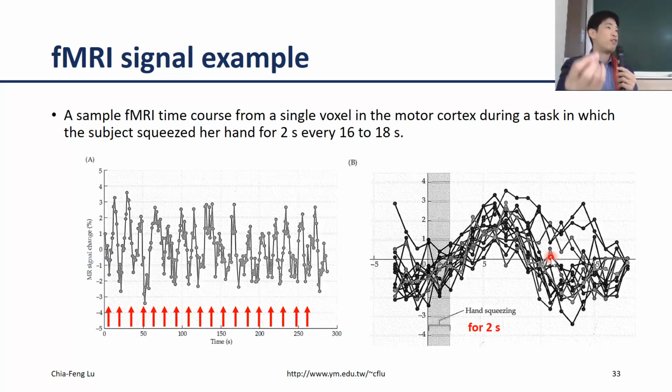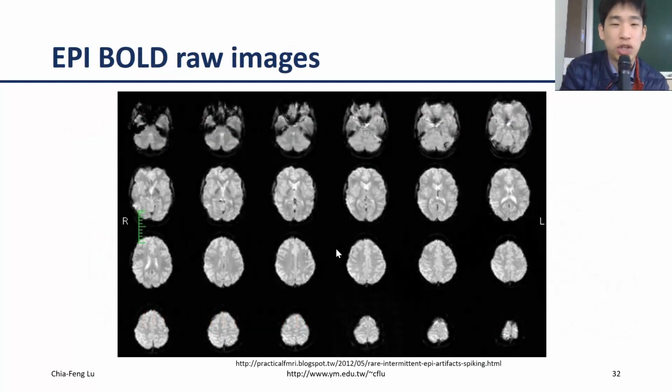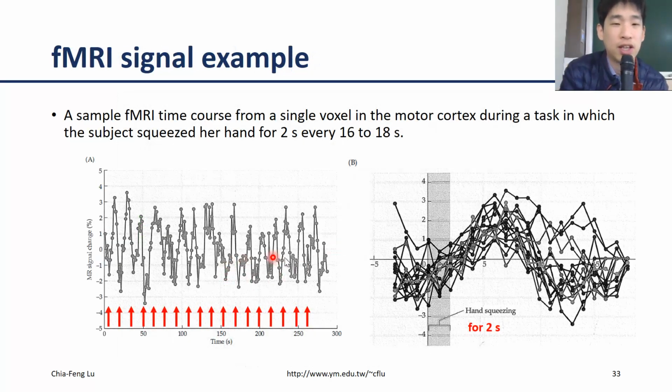You can do the average, we call the block average or something. You can average the signal across events, so you can obtain a more confident or stronger signal, representing the brain activation or BOLD signal reflecting the hand squeezing task. So this is a general idea that we can obtain the imaging and transfer the imaging to the BOLD signal, and we can have the average profiles across different events right here.